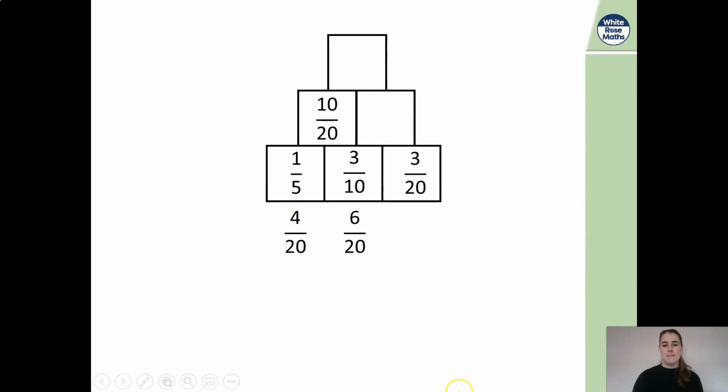Now I need to work out what that missing box there is. So what I want to do is pause the video and have a think. Can you work out the missing answer of this box, and then the two answers that make this answer at the top? Pause the video and have a go. Okay. So here I would have 6 and 3. So 6 and 3 is going to give me 9 over 20. And if I add my 10 and my 9 together, that's going to give me 19 out of 20.